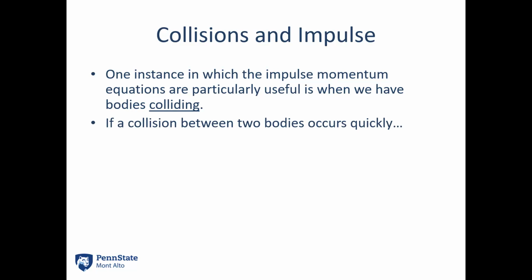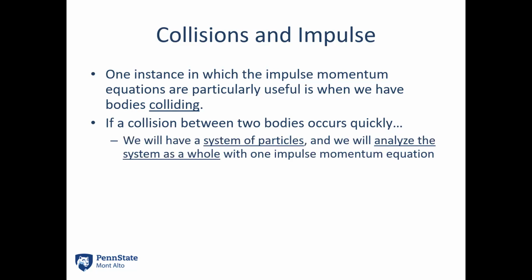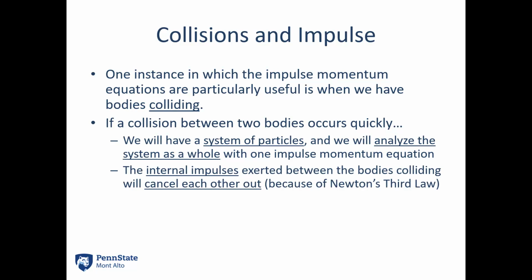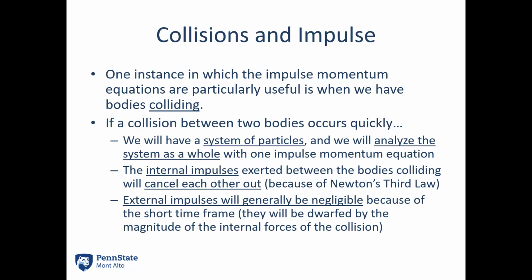So if a collision is between two bodies that occurs quickly, we're going to have a system of particles and we're going to analyze them as a system as a whole with one impulse momentum equation for the whole set of bodies. We're going to have internal impulses between the bodies, but those are going to cancel each other out because the forces are always going to be equal and opposite, as well as the times are going to match up for those impact forces. And finally, external impulses are generally going to be negligible because of the very short time frame of the collision itself. They're going to at least be dwarfed by the magnitude of the internal forces from the collision itself.